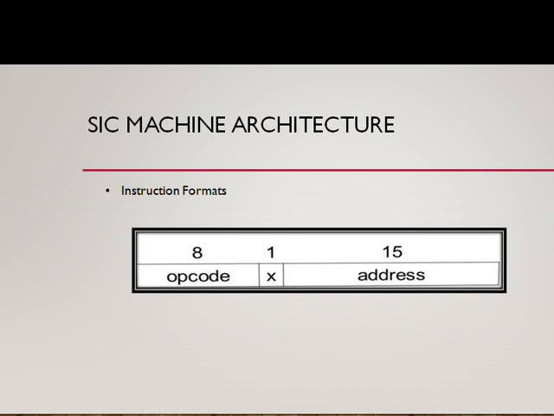Instruction format. Instruction format is a format where we will be storing the binary numbers and dividing it. Here we have 3 sections. First section is an opcode, second one register, third one address. Each has its own bit length. Opcode is of 8 bits, register is of 1 bit, and address is of 15 bits. X is an index register, which we have seen in the register part. Opcode will be of 8 bits and address will be of 15 bits.